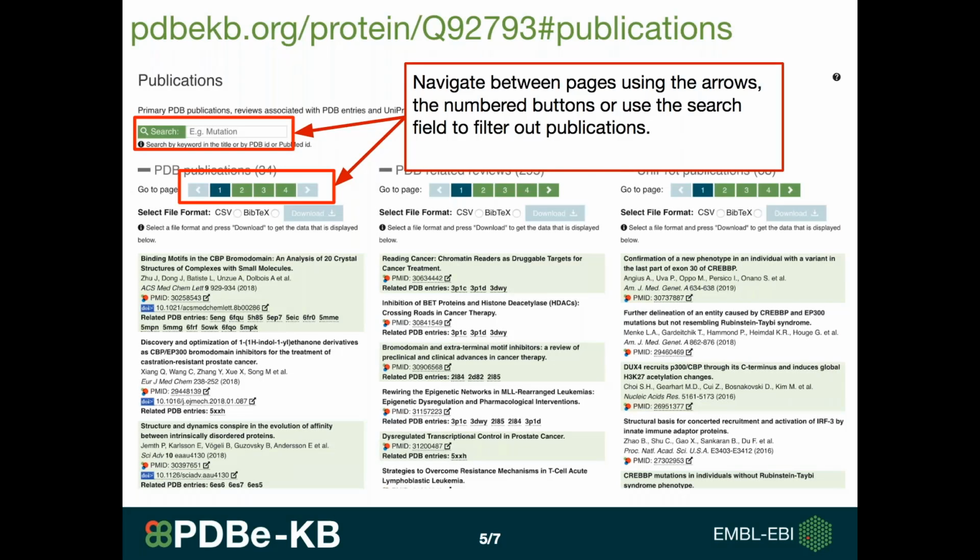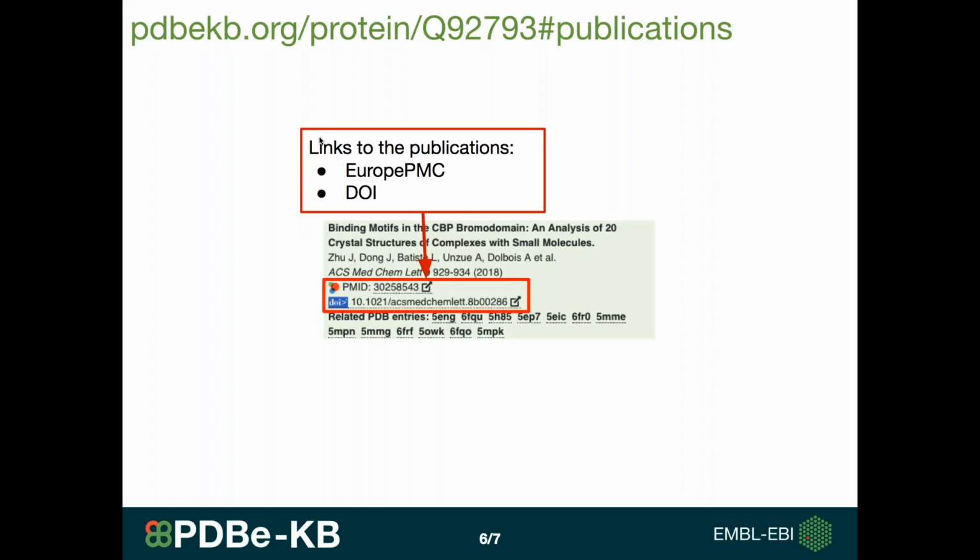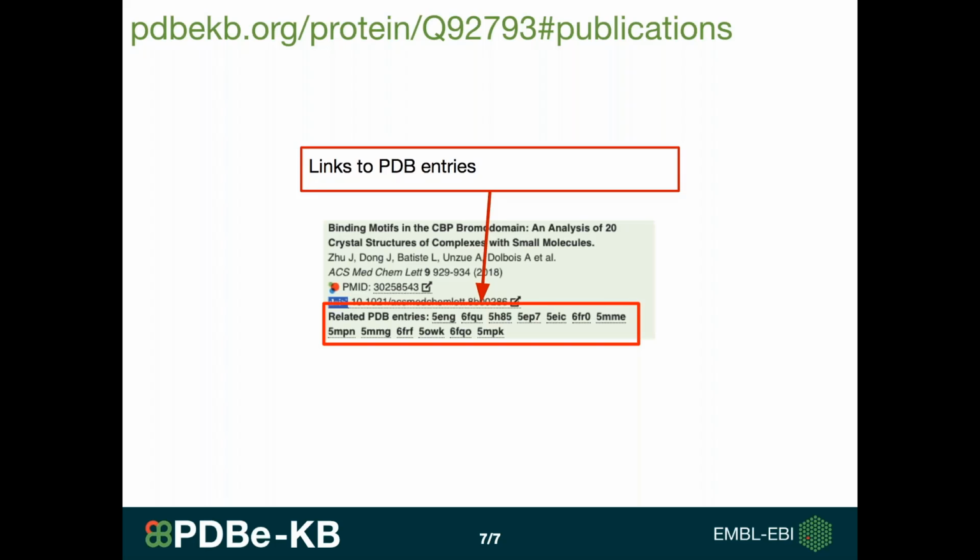You can either search through those sections using the search button, or you can browse through those lists using the buttons provided. Each entry, each publication contains, where available, also a link to Europe PMC using their identifier, or a link to the original article using the digital object identifier. Also, PDB entries which are mentioned in that particular paper are linked as well.